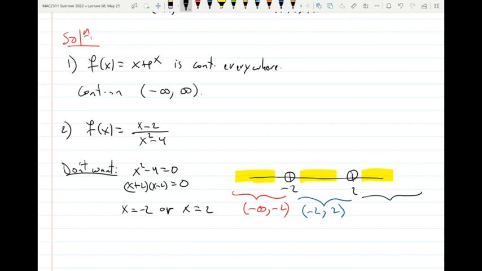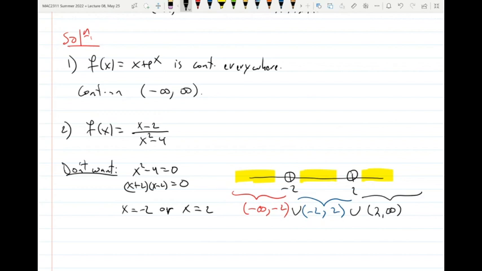And this one over here is 2 to infinity. And then we just want to put them together, so put the union. Okay? Just draw a picture. The picture tells you exactly how to write the interval notation. So this is where the function is continuous.